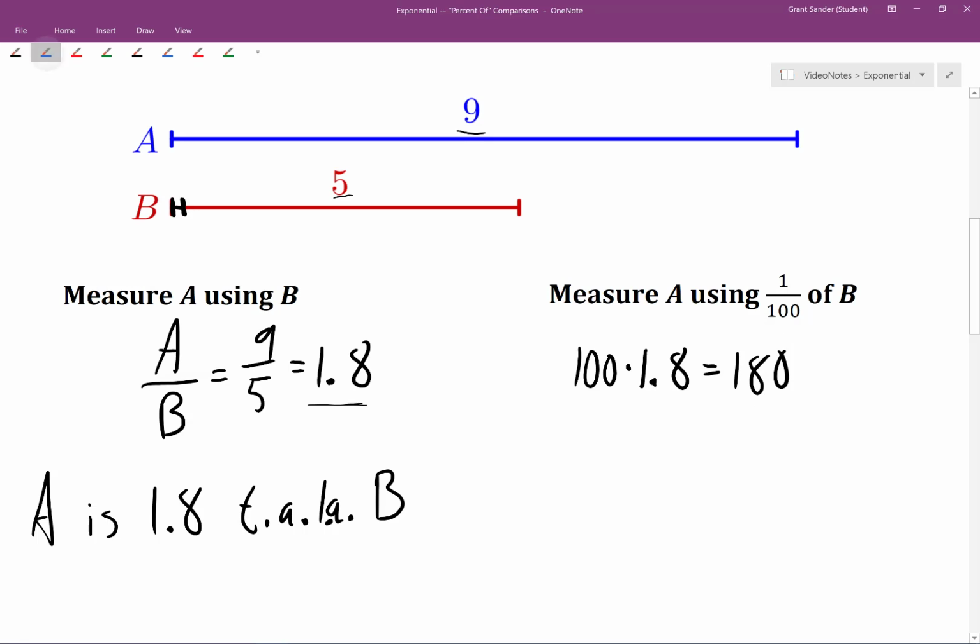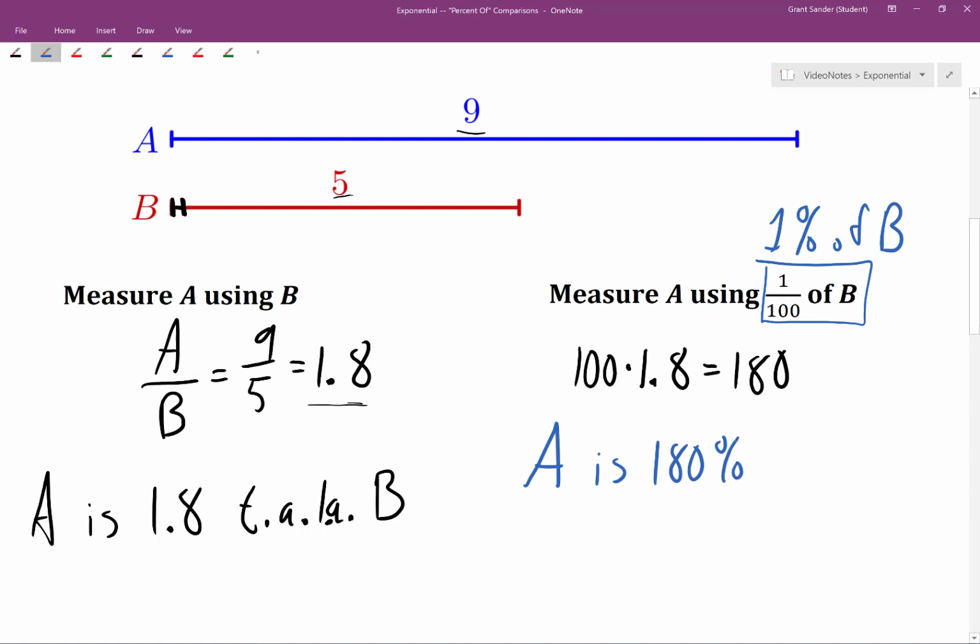Now this 1/100th of B, this piece right here, we refer to as 1% of B. So if we measure A in units of 1% of B, we get a measurement of 180, and therefore we would say that A is 180% of B. So this idea of percent is very related to the idea of times as large as. In this case, A is 1.8 times as large as B. We say A is 180% of B.